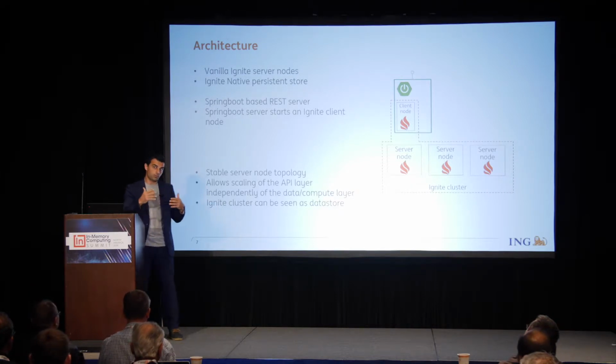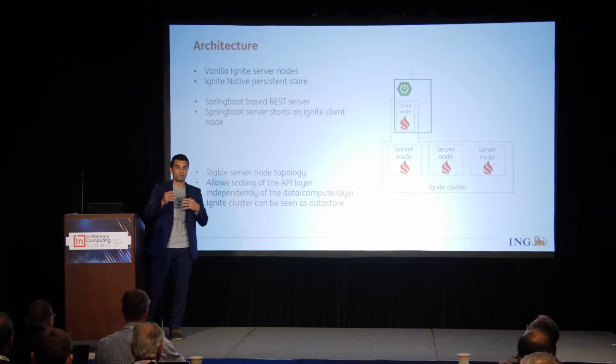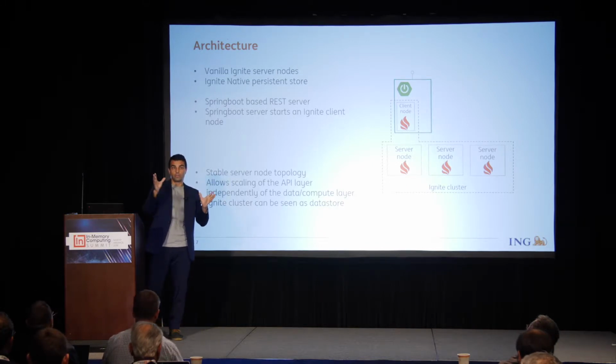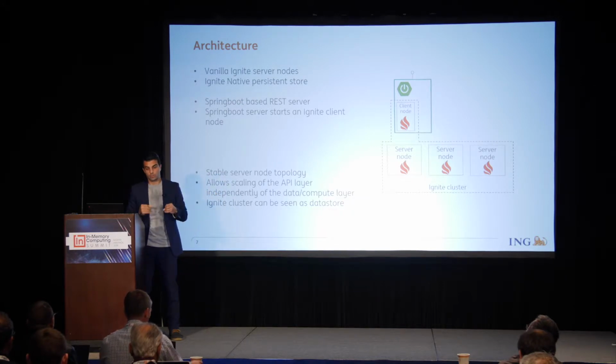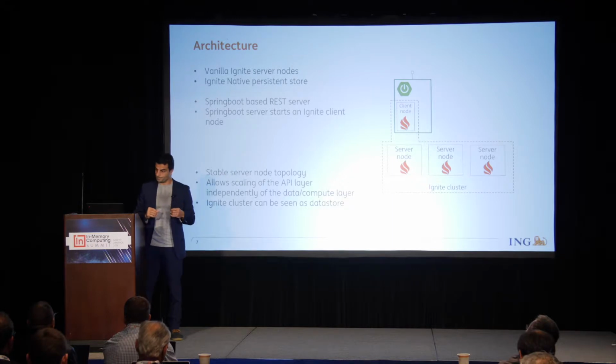And then having that also helps us to scale the different layers differently. So if we see that we have a lot of concurrent calls on the API layer, we can start up new Spring Boot services. Whereas if we see that we're getting to a high amount of usage of the RAM, we can potentially add a new node.